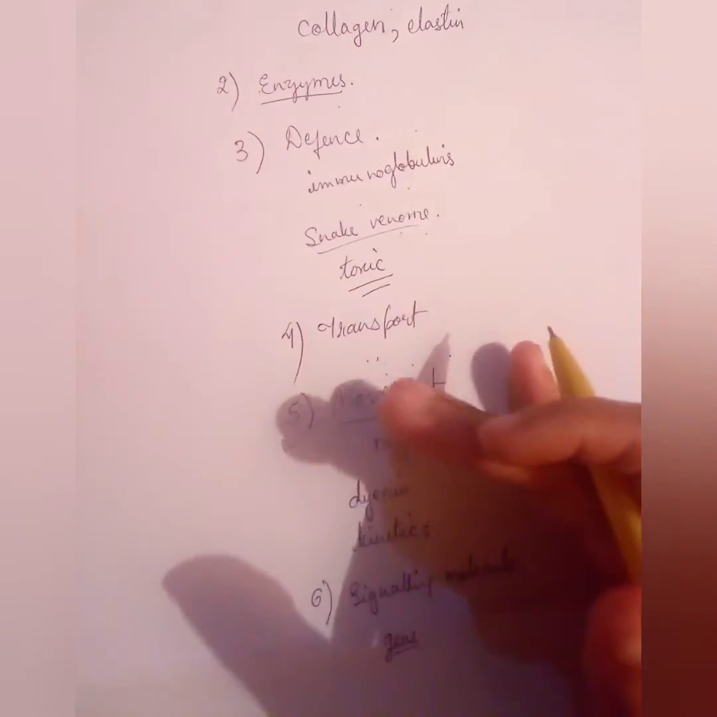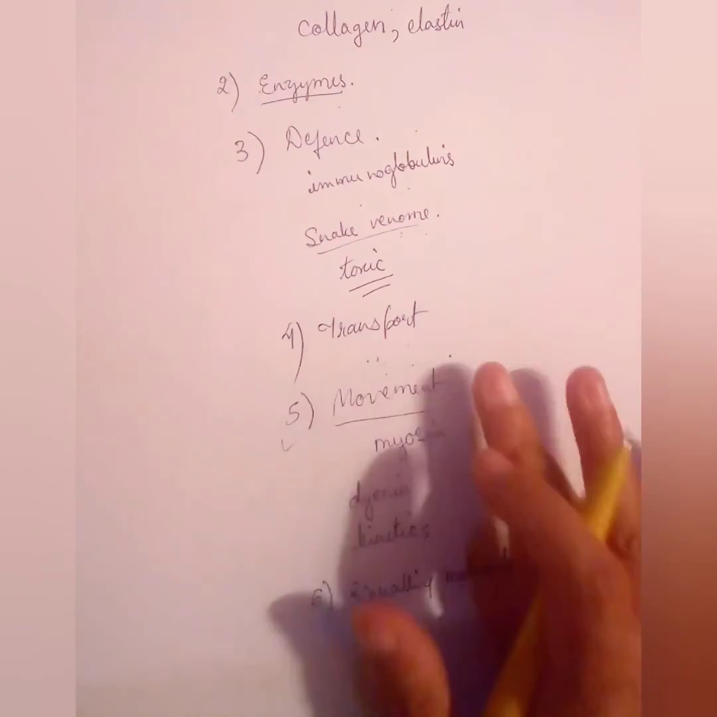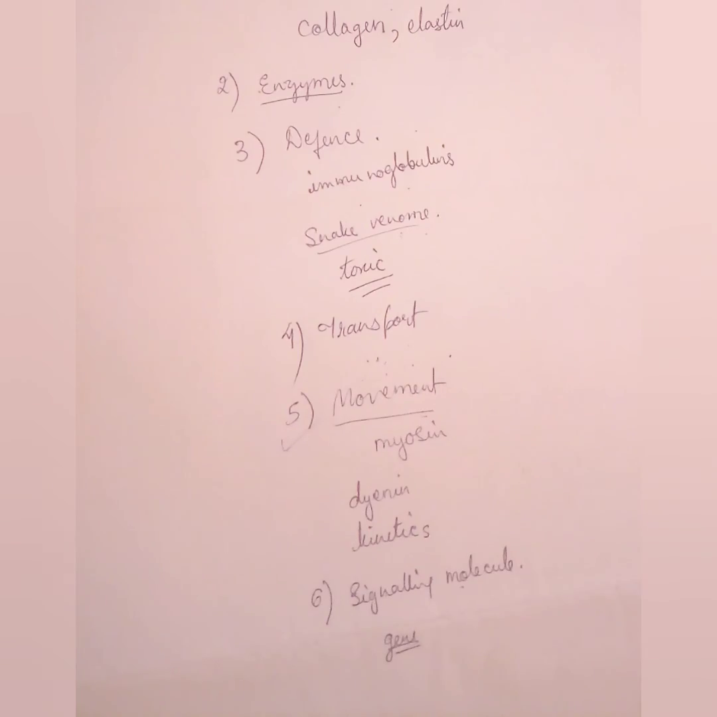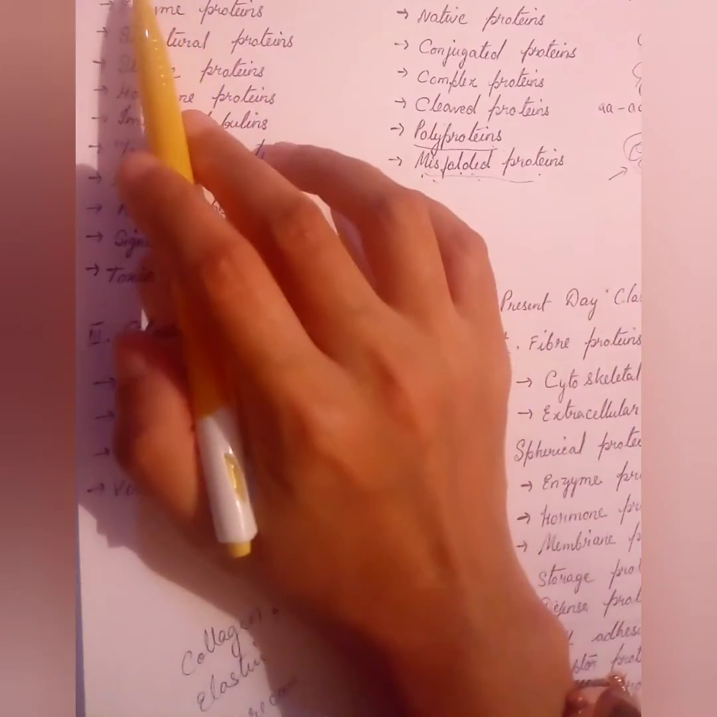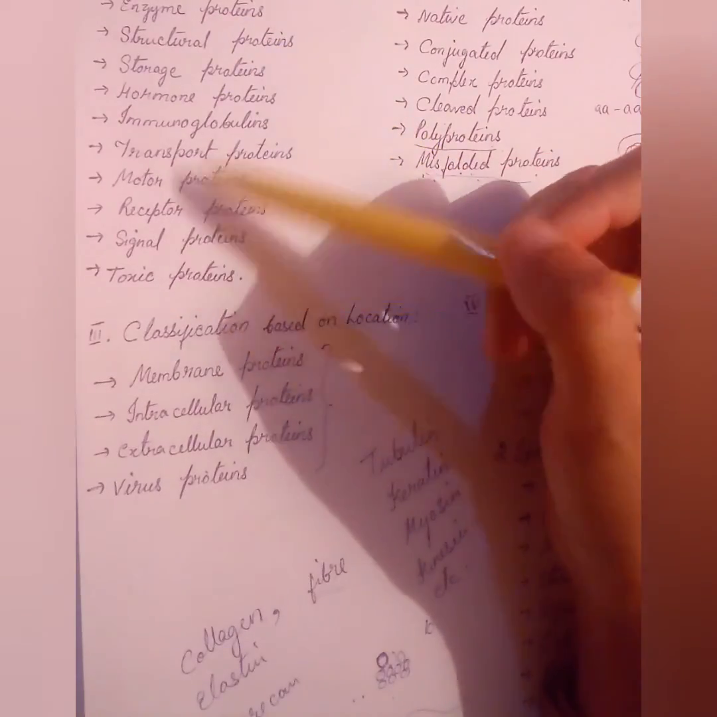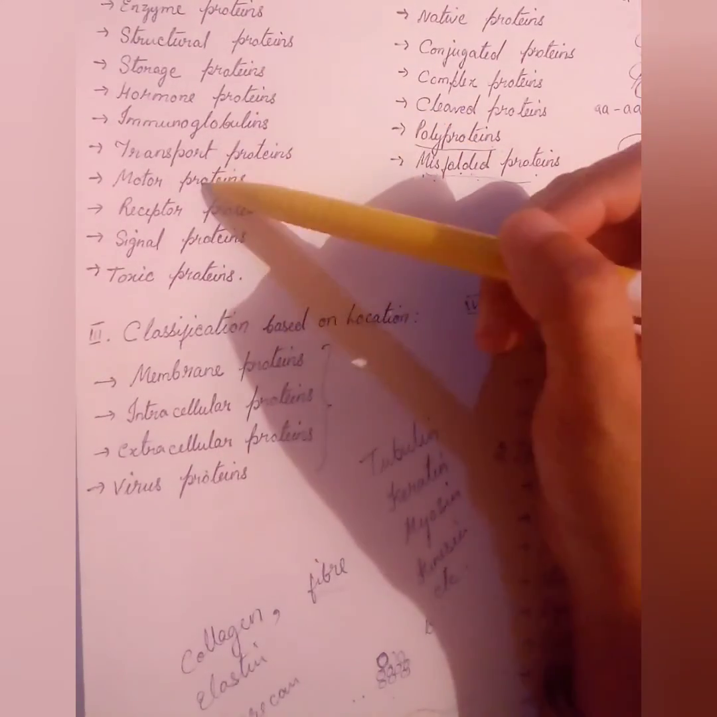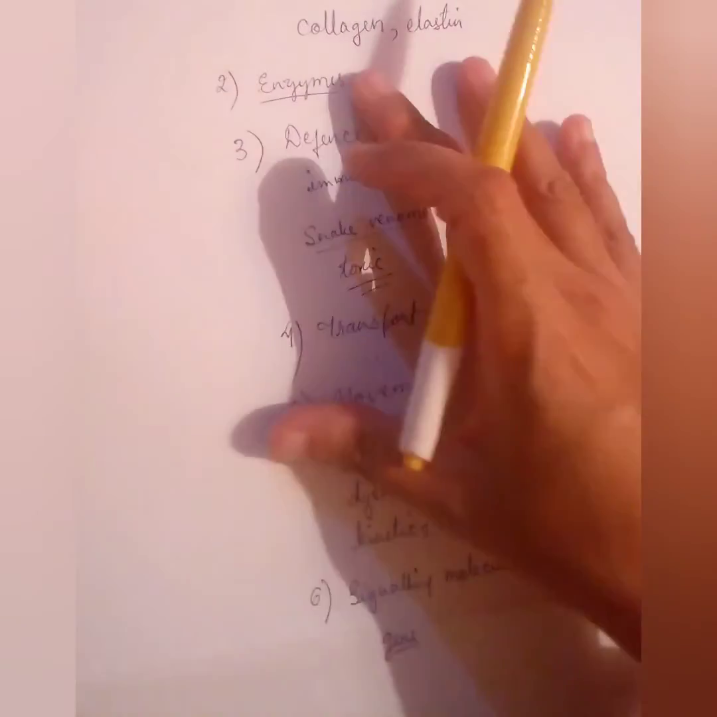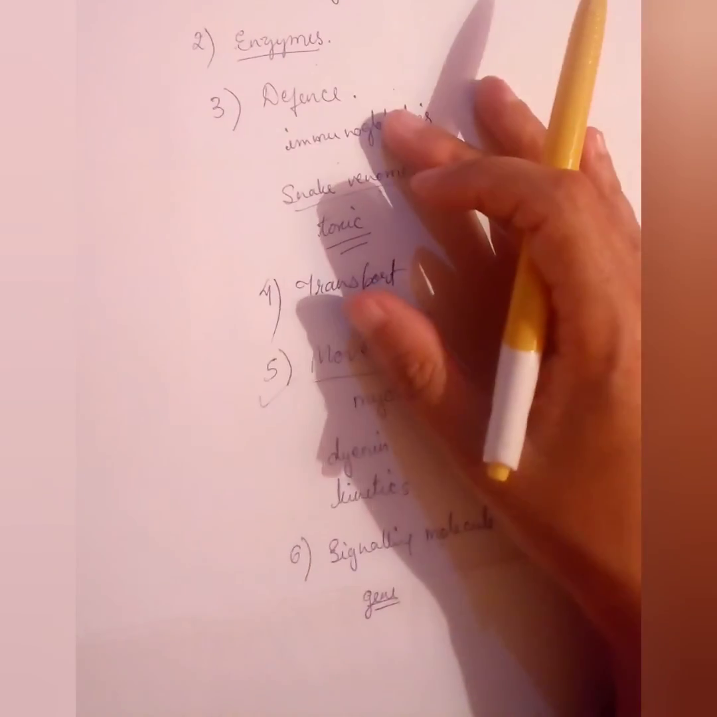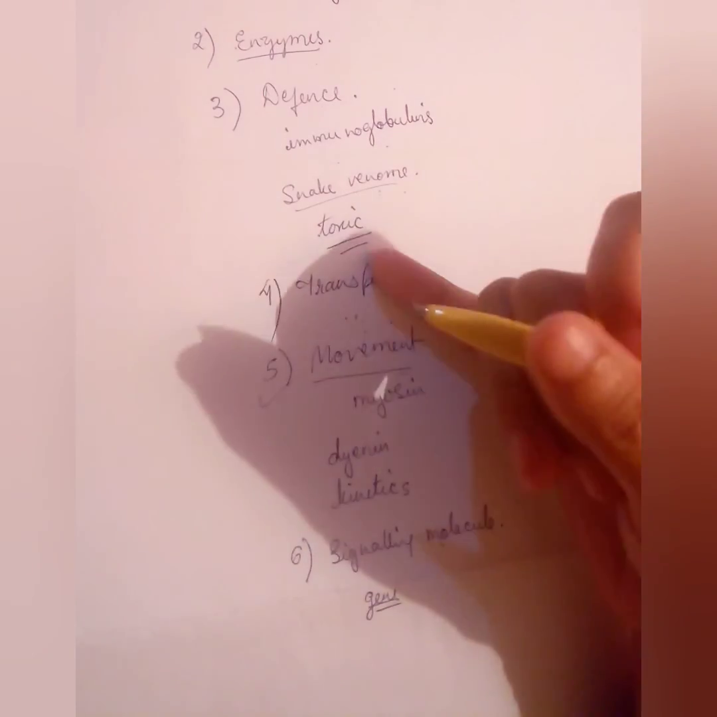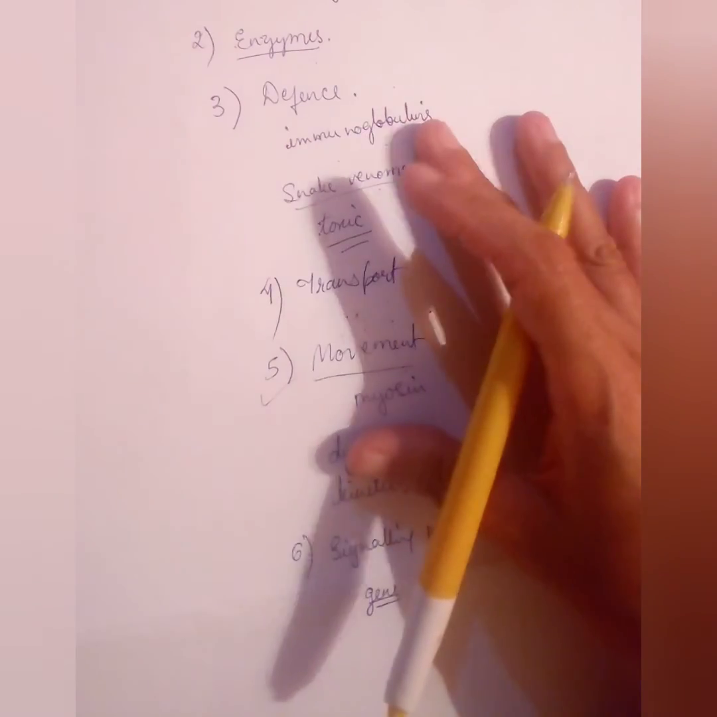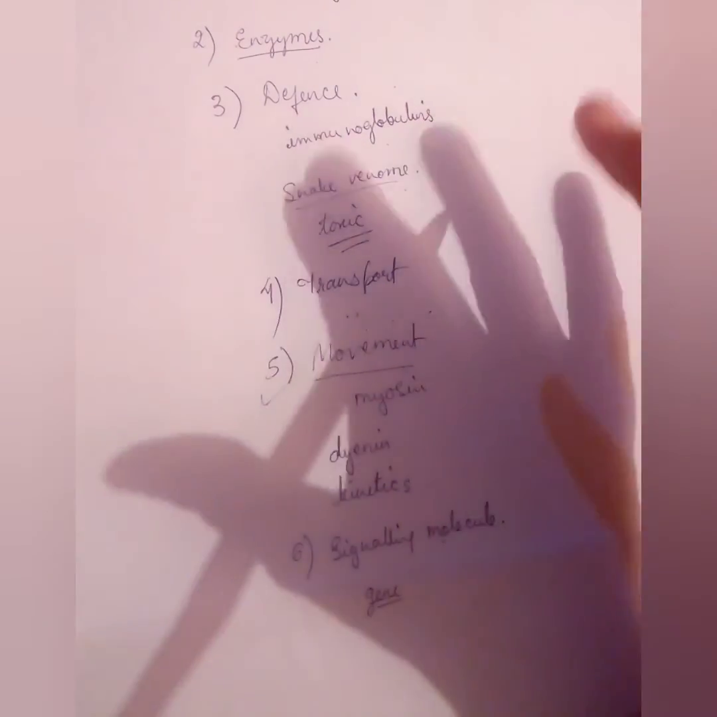So these are some of the important functions, but not only these. I had discussed, when we talked about protein classification based on functions, that there are so many functions of proteins. So these are only some of the very important functions which I mentioned here. These are the six main, very important functions of proteins.